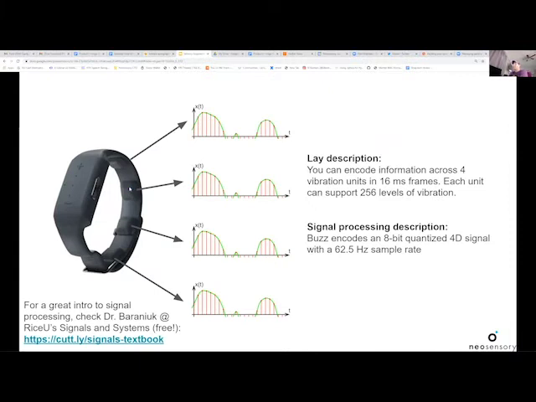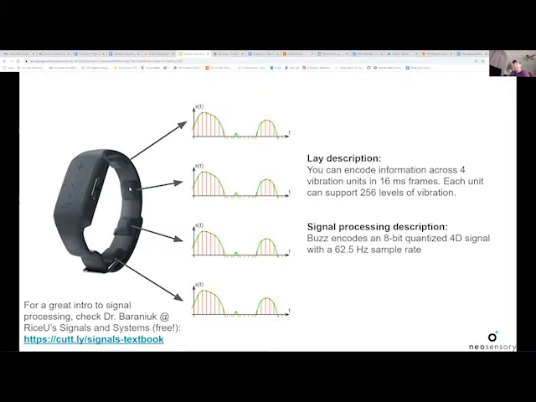So at the end of the day, what you have is this device, which lets you take 4 signals in parallel and encode them to the skin, getting that information to the brain in 16 millisecond frames, 60 updates per second of that information, and you have 256 levels at each site to play with. In more geeky signal processing terms, you could say Buzz encodes an 8-bit quantized 4D signal with a 62.5 Hertz sample rate. So if anyone out there has more of a DSP background, that should help you get started thinking about this.